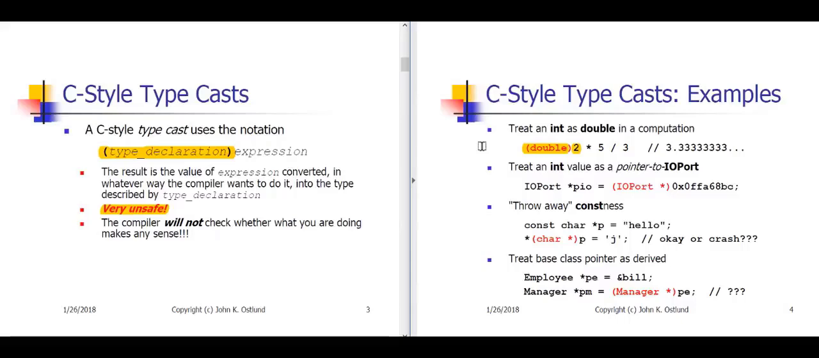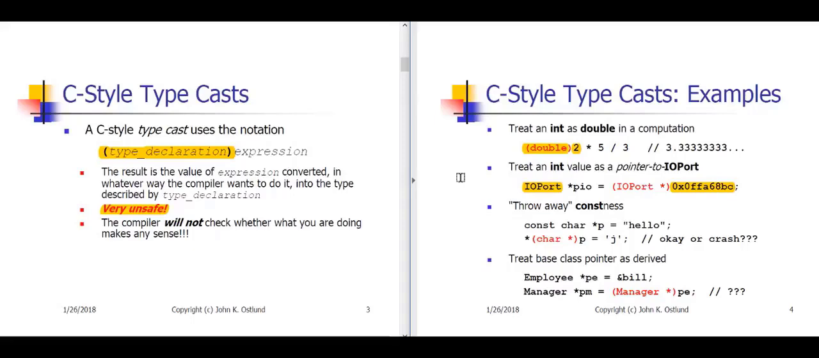as our double result. As another example, here I have an int value written in hexadecimal. Perhaps my documentation for my computer tells me that there is a serial port, some kind of input-output port, from which I can read data and to which I can write data at a particular location in memory, specifically at this location hex 0FFA68BC. Well, it would be convenient for me to have some kind of IO port class that describes what all the bits and bytes are in this IO port hardware device in my computer.